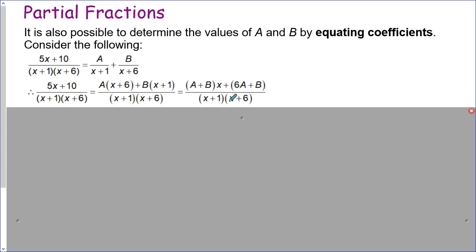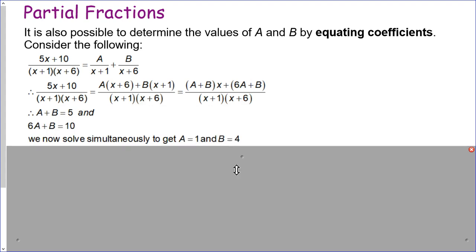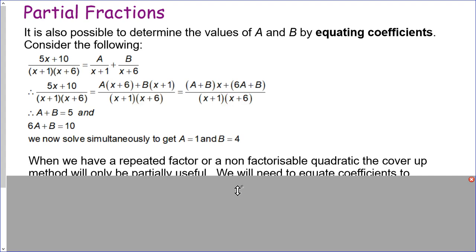So in other words, a plus b over here must equal 5, and 6a plus b must equal 10. And then we solve those simultaneously, we get exactly the same answer as before.